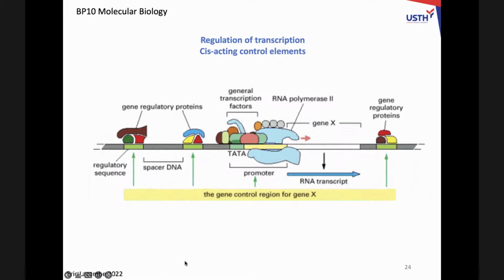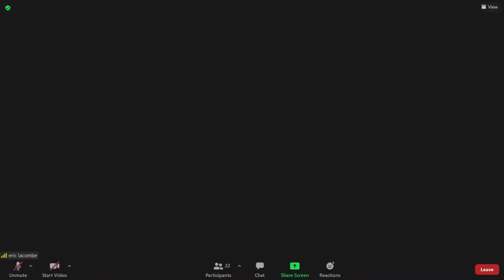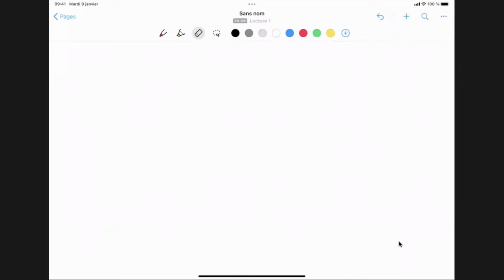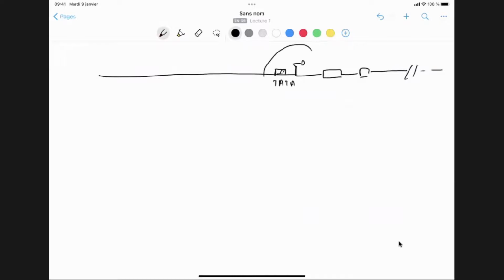Before we go on, I will shift to show you something different. One feature: I will draw you a promoter. Here we've got the transcription start, and let's say this is the first exon, and so on, it's going on. Here we've got the TATA box, but we are not interested, and this is all the pre-initiation complex.